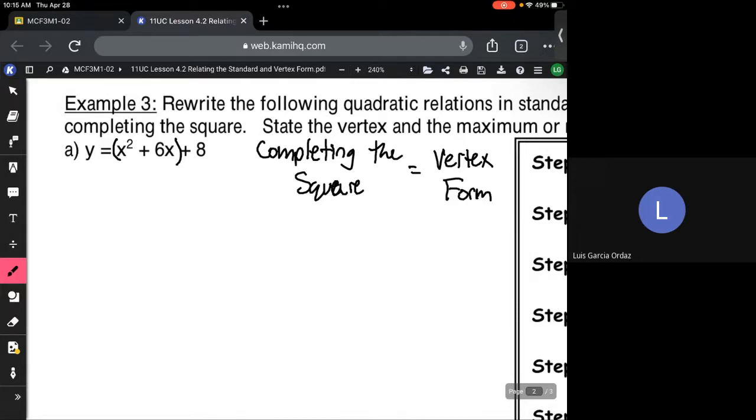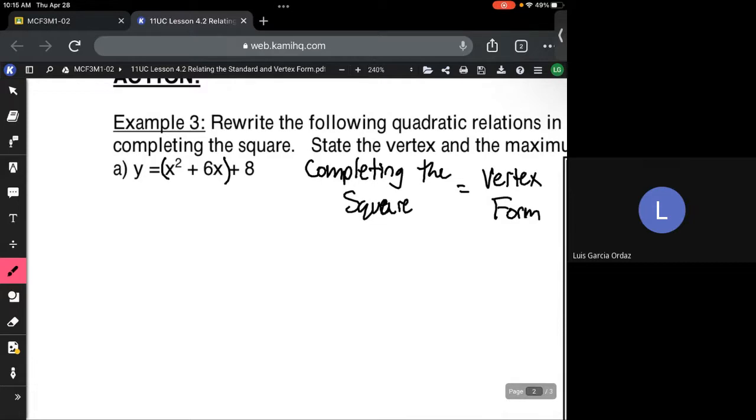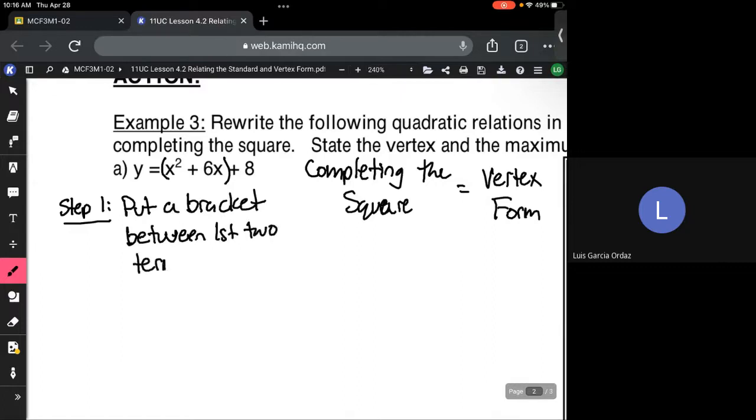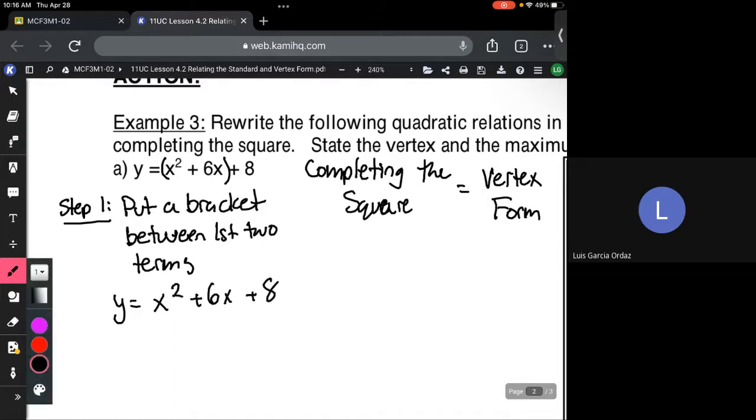So I'm going to write again, step 1. Put a bracket between the first two terms. In this case, I have y is equal to x squared plus 6x plus 8. So your brackets are going to go between x squared and 6x.